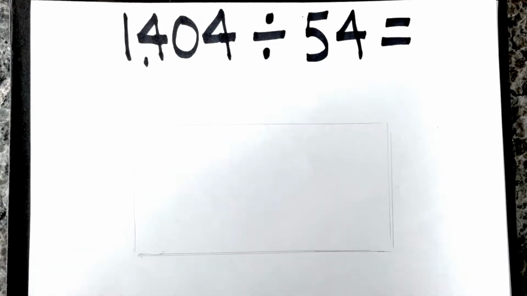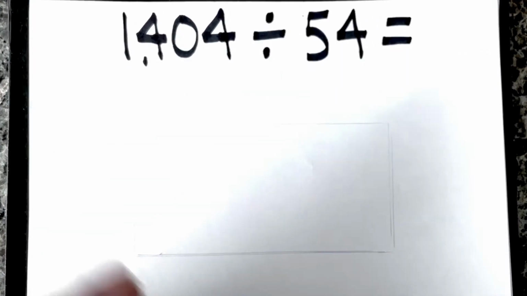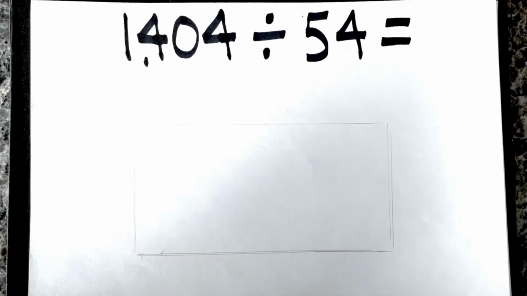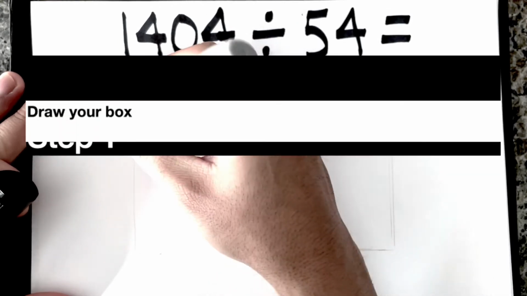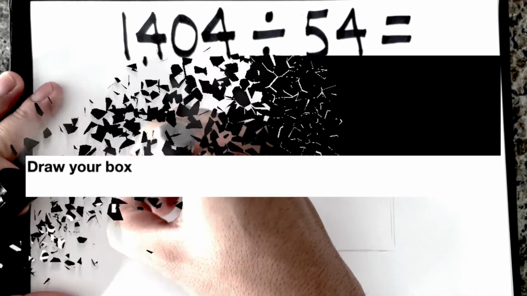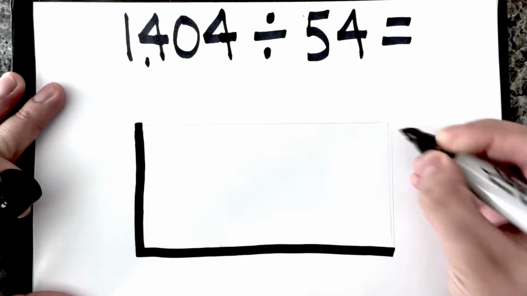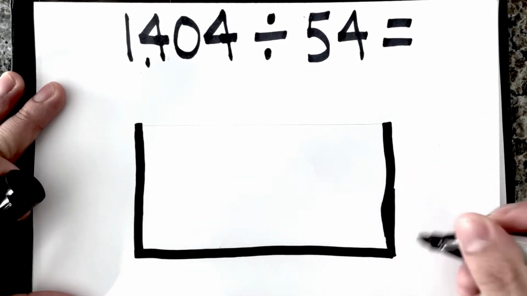Let's get into this. All right, so your step one when dividing using the box method or the box strategy is to draw your box. So go ahead and draw your box out. Make sure it's a pretty decent size so you have some room. I'm gonna draw my box here. I already have it kind of pre-drawn because I didn't want an ugly box. Oh, darn it, messed up.